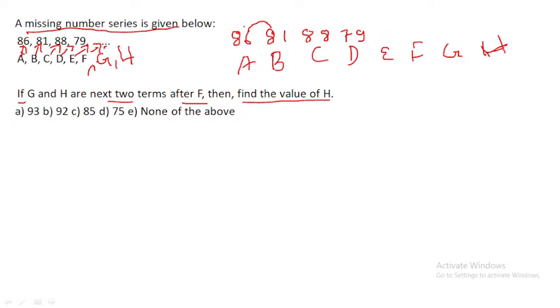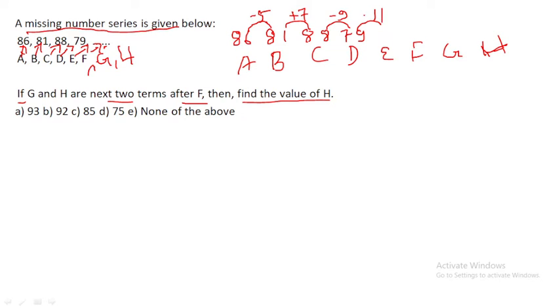86 to 81, what is the difference? Minus 5. 81 to 88, what is the difference? Plus 7. 88 to 79, what is the difference? Minus 9. So minus 5, plus 7, minus 9. So an alternate plus-minus pattern is going on: minus, plus, minus, then again plus, right? That is the logic going on in this series. And the numbers are the consecutive odd numbers. 5, after 5 comes 7, then after 7 comes 9. So what next number will come? The next number will be the next odd number, that is 11.